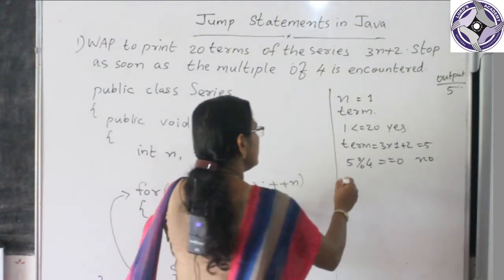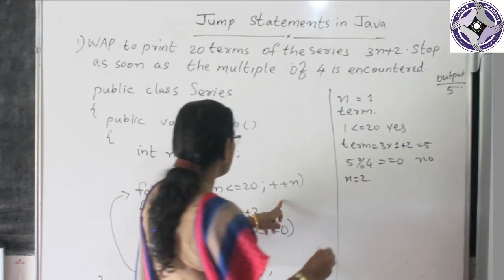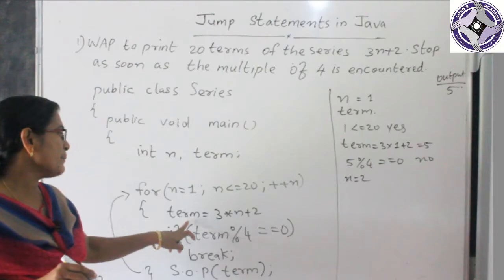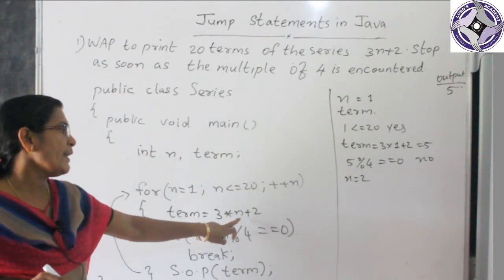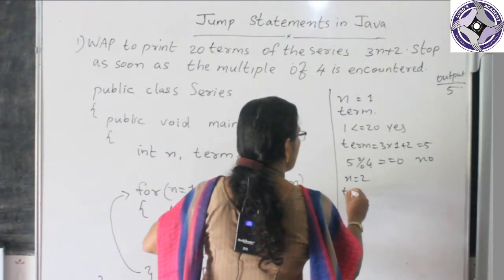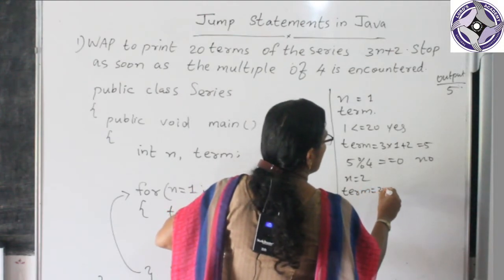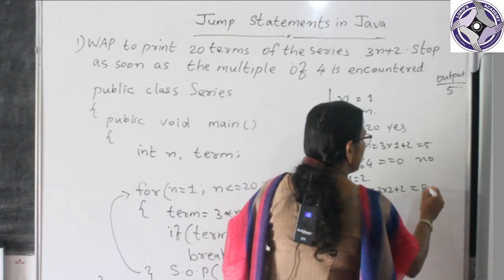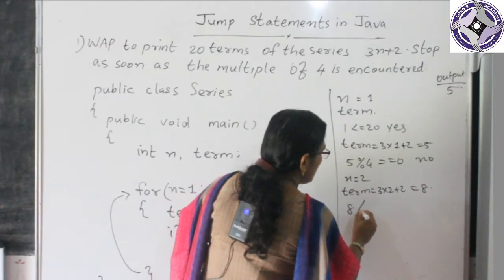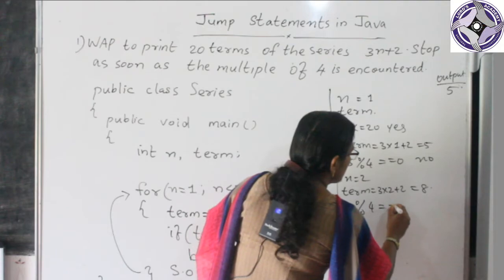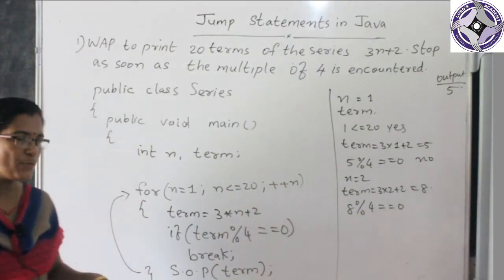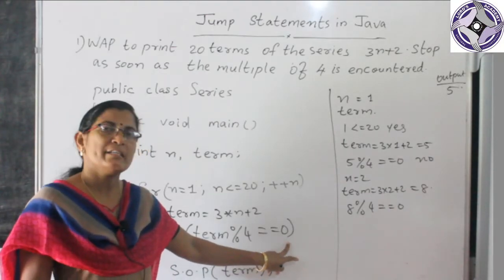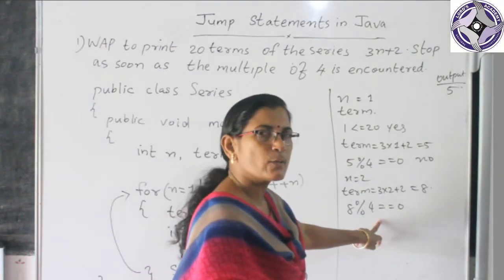N becomes 2. N is 2. 2 less than 20. We are at the second term. Term equal to 3 into 2 plus 2. That is 6 plus 2, 8. 8 modulus 4 equal to 0. If term modulus 4 is equal to 0, yes, 8 modulus 4 is equal to 0.